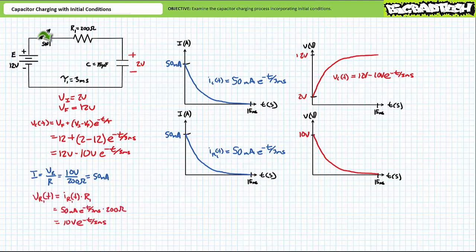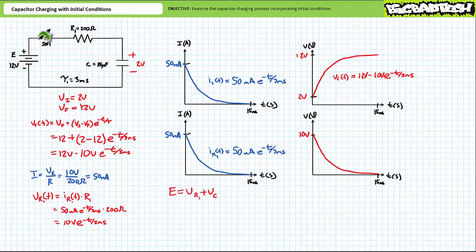Voltage across the resistor as a function of time, VR1 of t, can be best expressed using Ohm's law, as VR1 of t equals IR1 of t times the constant resistor value R1. Substituting these given values, VR1 of t resolves itself into 10 volts times e to the negative t over 3 milliseconds. Again, R1 experiences an initial differential of 12 minus 2 volts, or 10 volts, then it decays to 0 volts by 15 milliseconds.